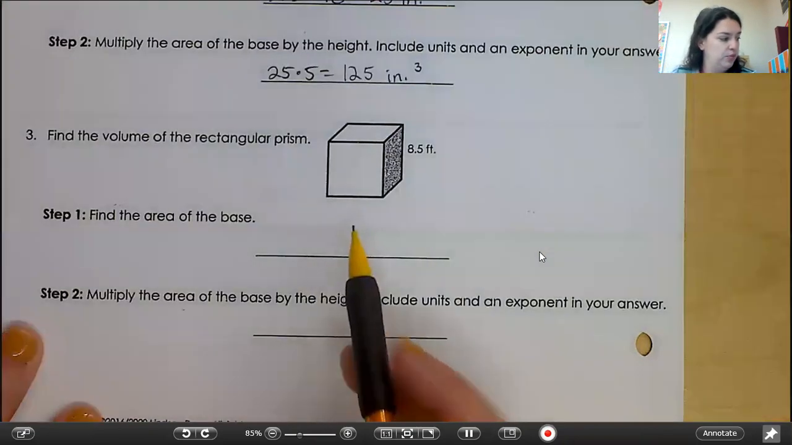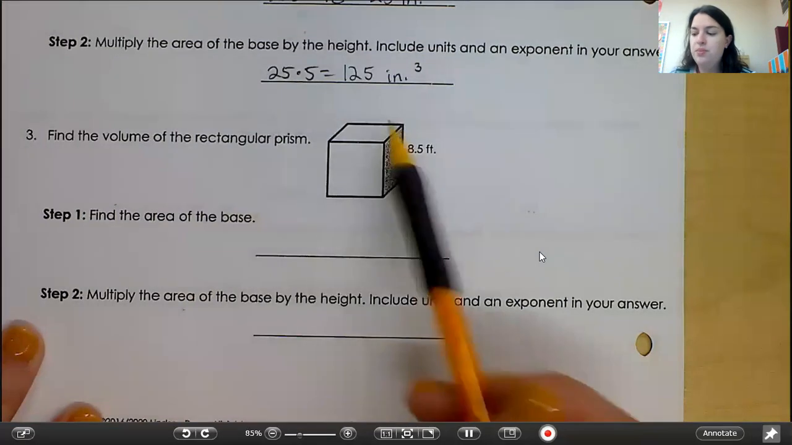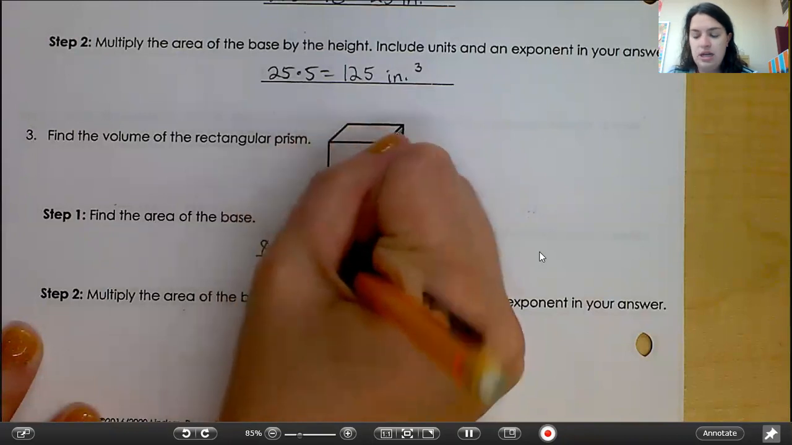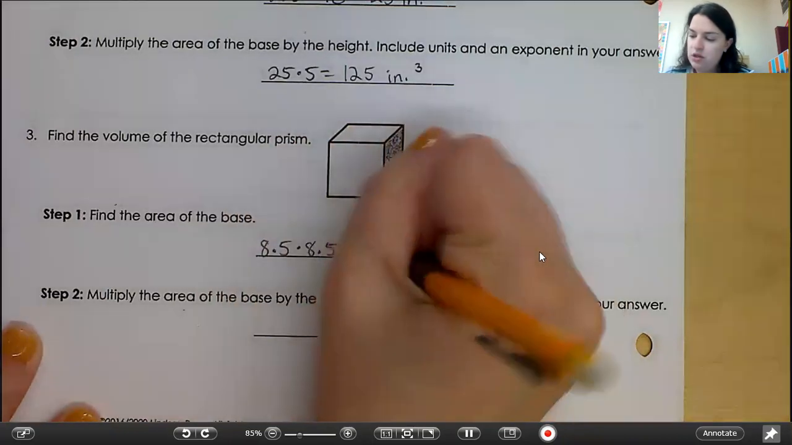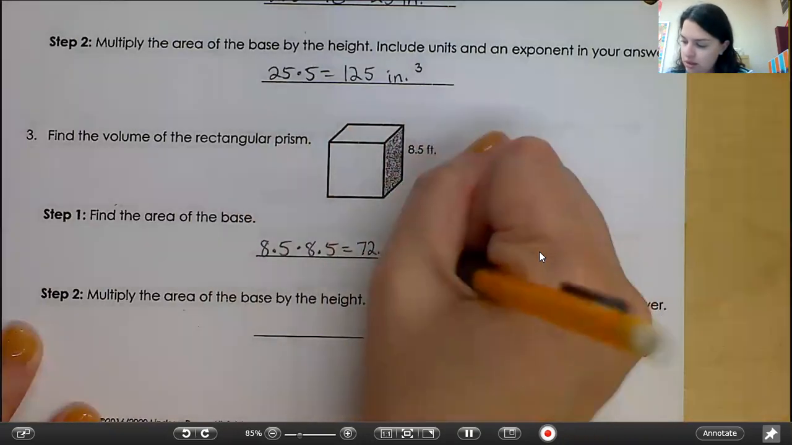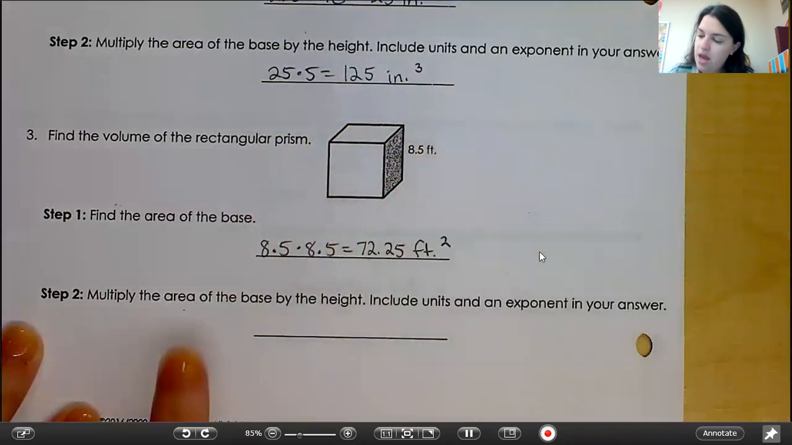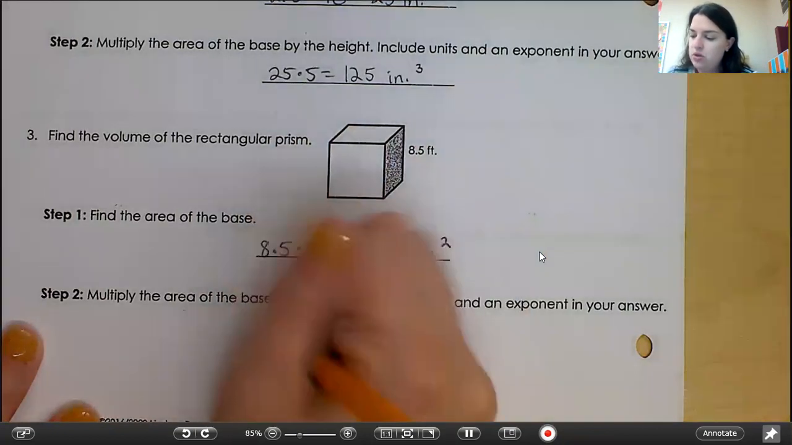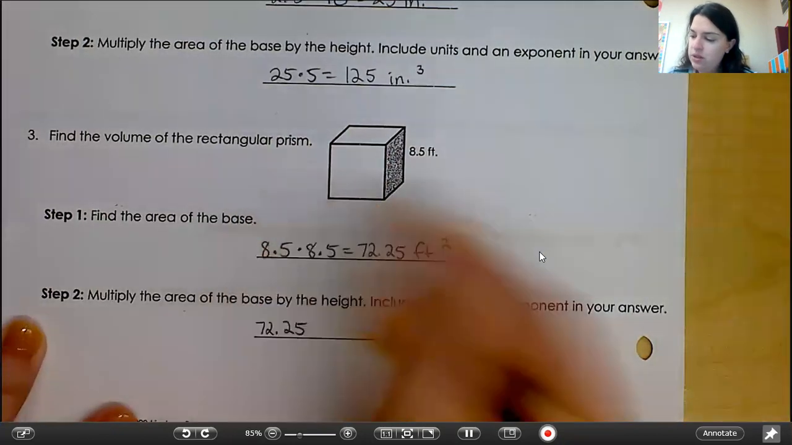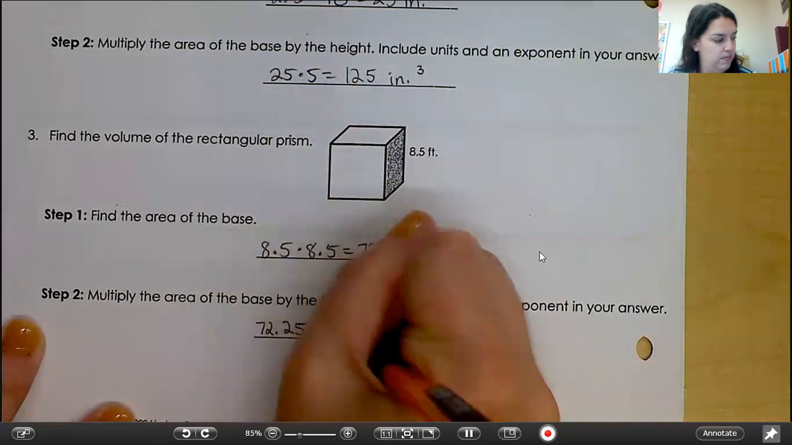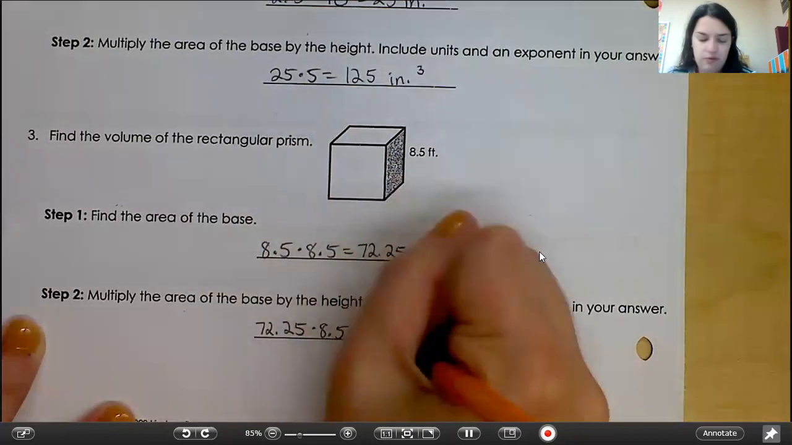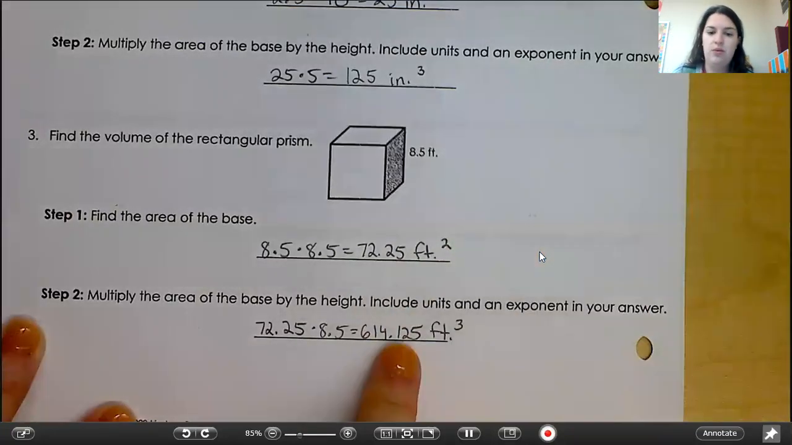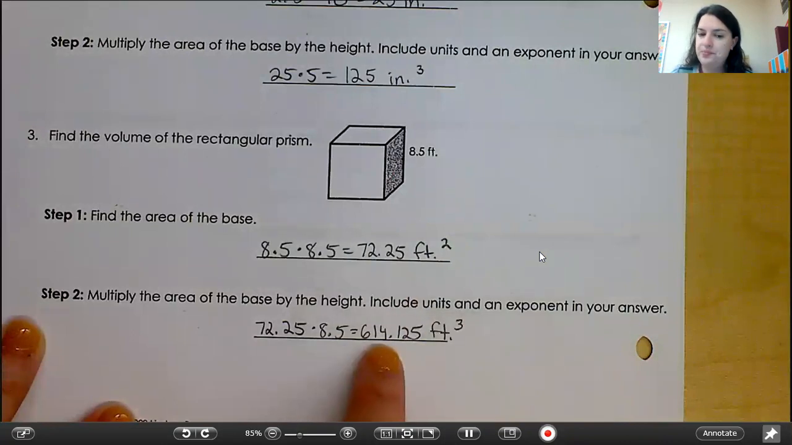Find the volume of the rectangular prism. Find the area of the base. Well, hopefully you recognized that this was a cube, so it's going to be 8.5 times 8.5, which is 72 and 25 hundredths feet squared. And then we need to multiply the area of the base by the height, include units and exponent in your answer. So 72 and 25 hundredths times 8.5 again would give us 614 and 125 thousandths feet cubed, because now we have gone back to volume.